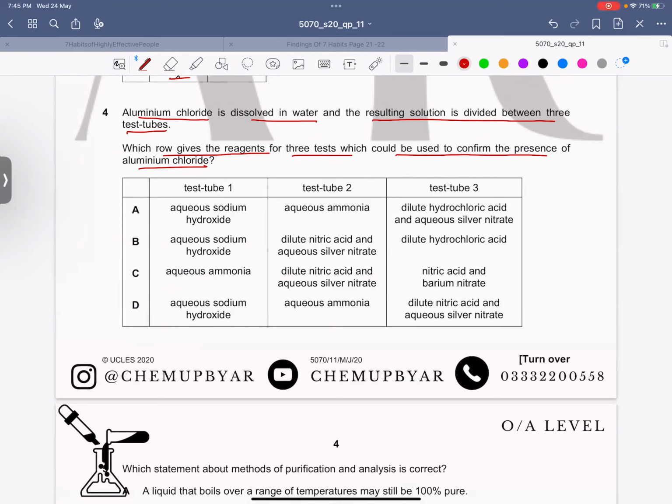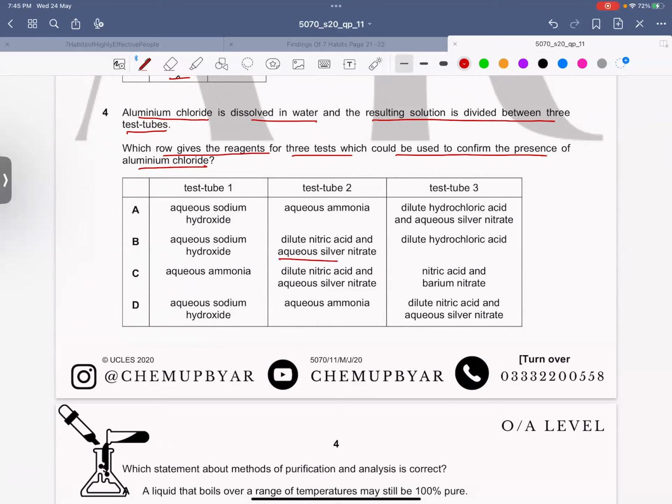To confirm the aluminium ions, if we add aqueous sodium hydroxide, a white precipitate would form. And if we add aqueous ammonia, a white precipitate would also form. But when we add excess aqueous sodium hydroxide, what would happen? The precipitate dissolves. And in aqueous ammonia, if we add excess, the precipitate wouldn't dissolve. So this is the difference that helps us confirm that there is aluminium ion. And for chloride ion, we need only one test.